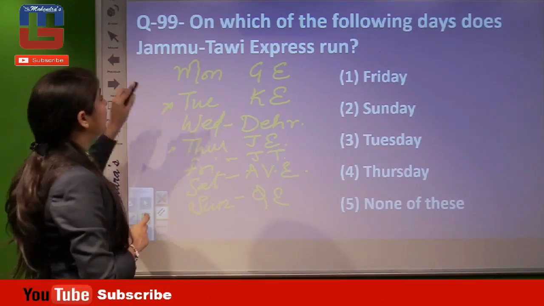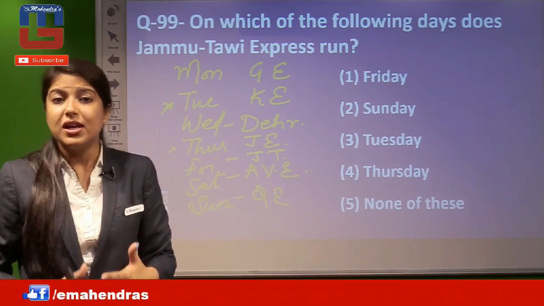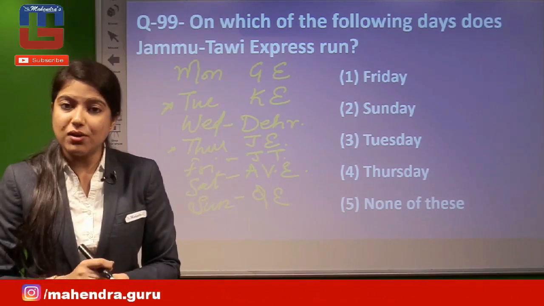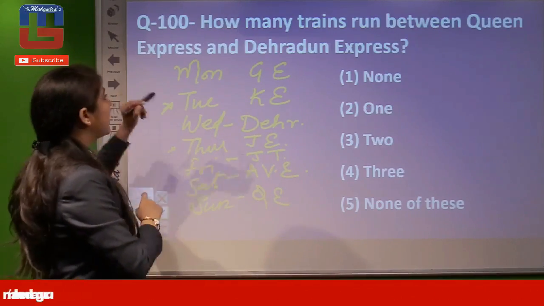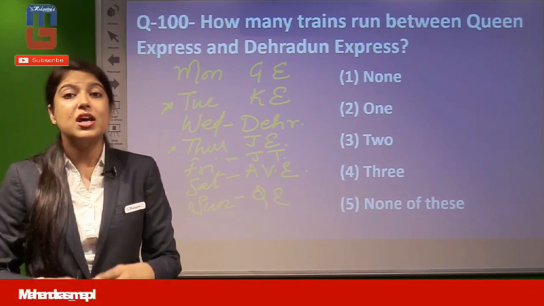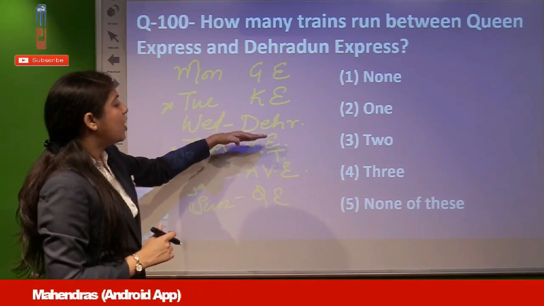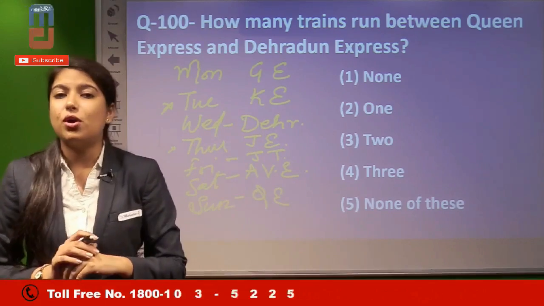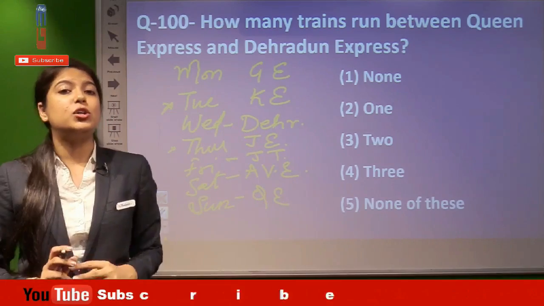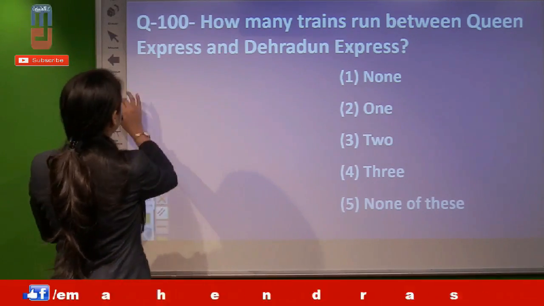Now question number 99 asks on which of the following days does Jammu-Tawi Express run. So Jammu-Tawi Express runs on Friday, so option number 1 would be the answer. Moving further with the next one: how many trains run between Queen Express and Dehradun Express? This is Queen Express, this is Dehradun Express. 1, 2, 3. So option number 4 would be the answer, right? So here only 2 questions belong to this puzzle basically. So this was the decision part only, to solve the question or not.